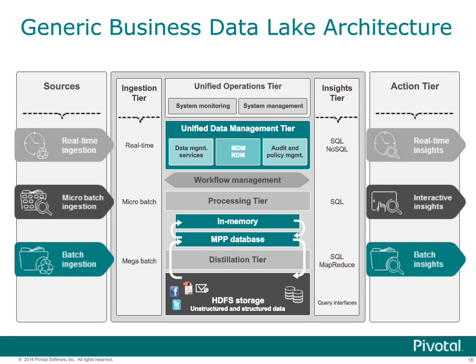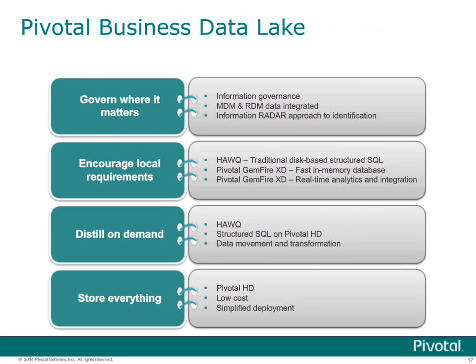So moving forward, as we think about the four key components of a data lake I mentioned earlier, I'm going to quickly flip this to what Pivotal offers in this space, and then we'll drill in a little further. We'll go bottom up, starting with store everything. We've got Pivotal Hadoop, a full Apache Hadoop distribution that's low cost with simplified deployment, and really about massive scale and storing all of your data. For distilling on demand, we've got things like Hawk, which is our Hadoop query engine.